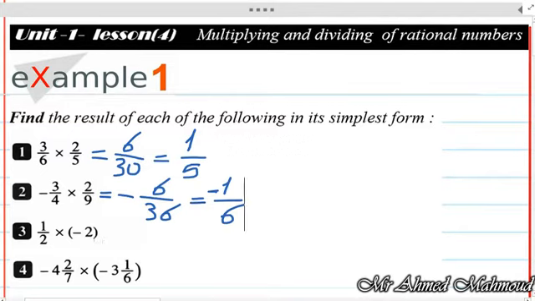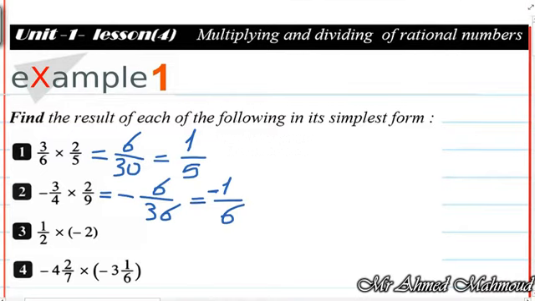Okay, number 3, half times negative 2. We have negative 2, which means negative 2 over 1. Half times negative 2 over 1 equals: 1 times negative 2 equals negative 2, and 2 times 1 equals 2. Negative 2 over 2 equals negative 1.